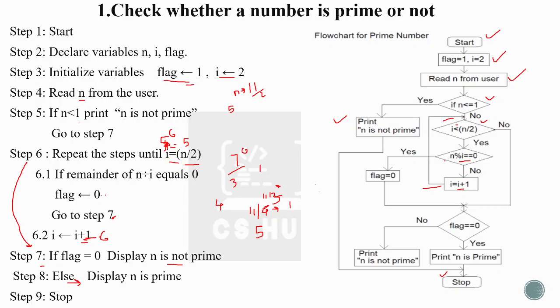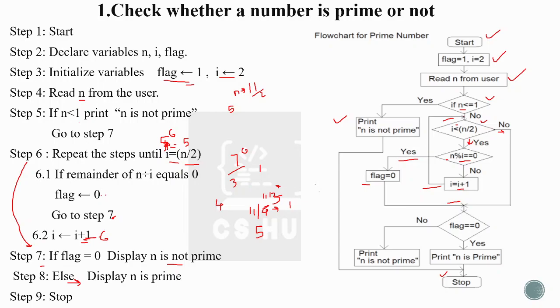And when n percentage I equal to 0 becomes true, which means there is a factor, so the number is not prime, right? We have to set the flag. For that there is a yes path. In the yes path we set the flag equal to 0, and we go for checking the flag condition. Otherwise, I got incremented, and again we check the status of I and n. When this condition is violated, the next step is to take the no path. This is the yes path, and this is the no path.